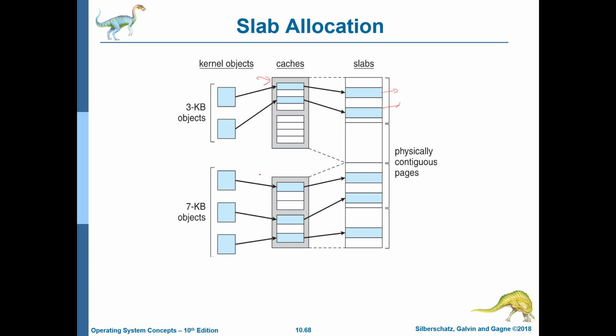And similarly, we can have another region. Let's say we could have 7 KB objects. We can again have a cache for that with a set of slabs, where a slab is a set of physically contiguous pages. And let's say we could start allocating objects from within those slabs, as you can see over here.